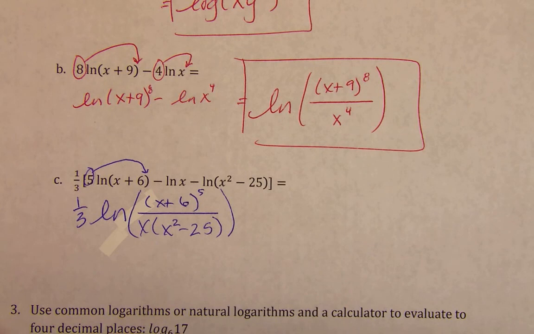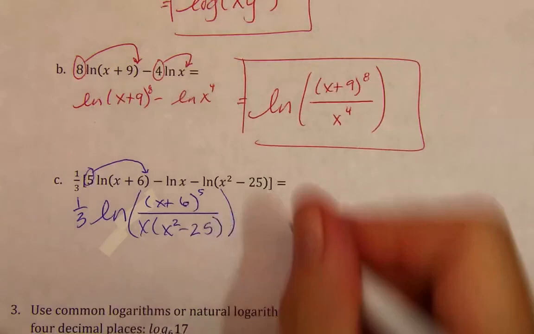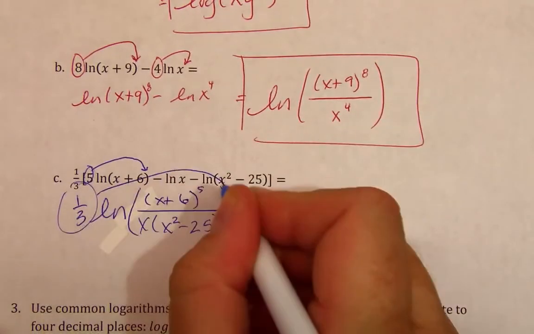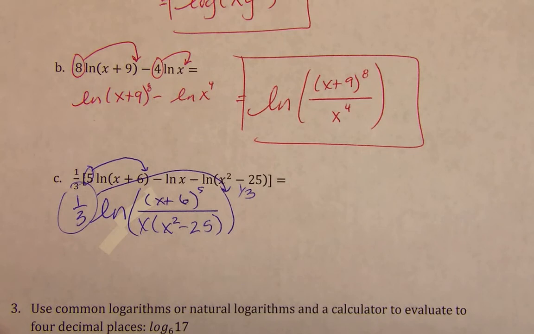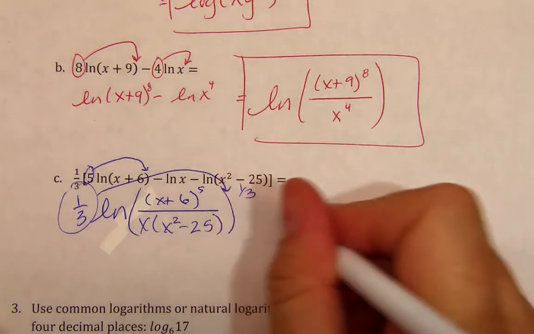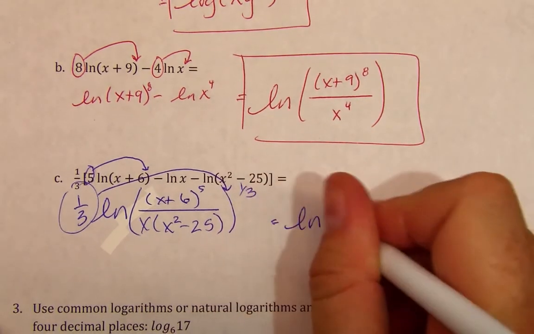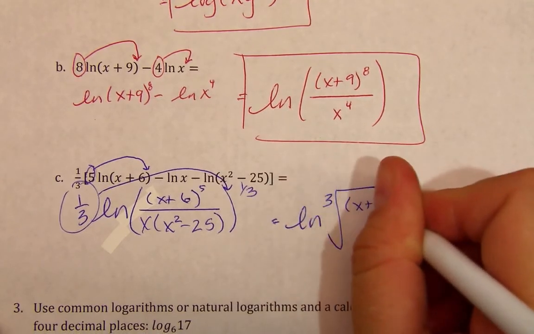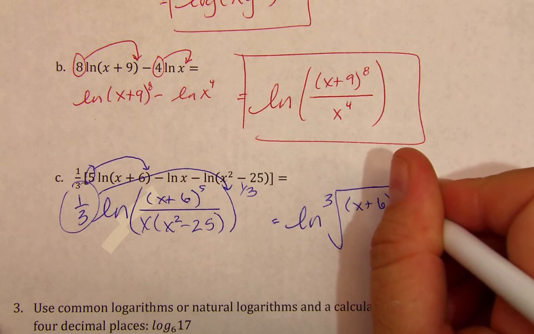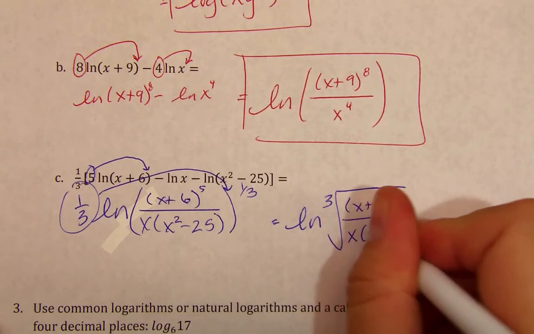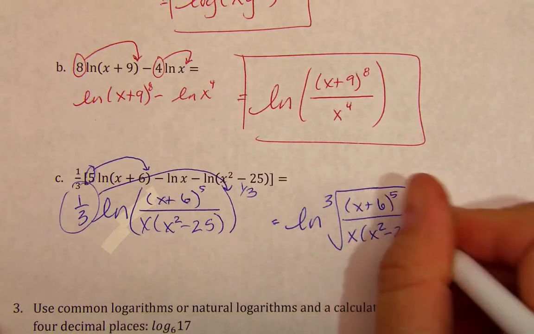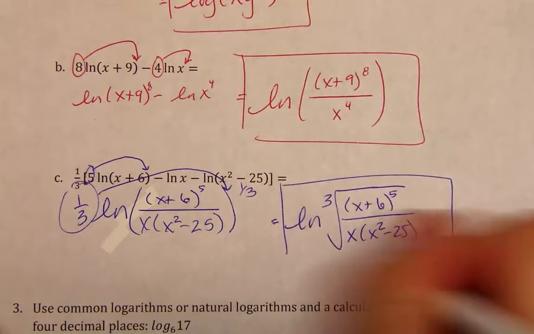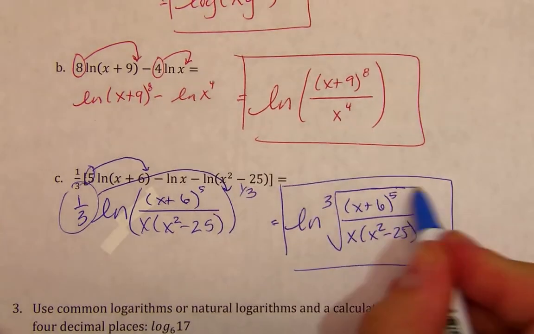And this is really almost as far as we can get things. If you stopped here, you'd probably get half credit. But we still have this 1/3 out front, and that can go on top of it. Now, bringing this 1/3 up here, well, having the 1/3 power is the same thing as taking the cube root. So I can rewrite this as natural log cube root of x plus 6 to the 5th power, over x times x squared minus 25, and that would be our final answer. Okay.